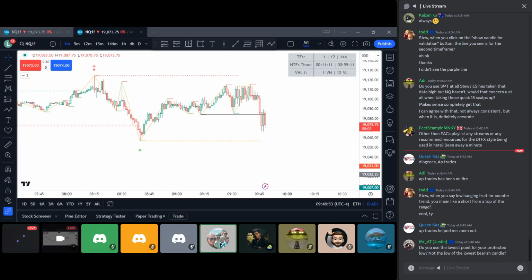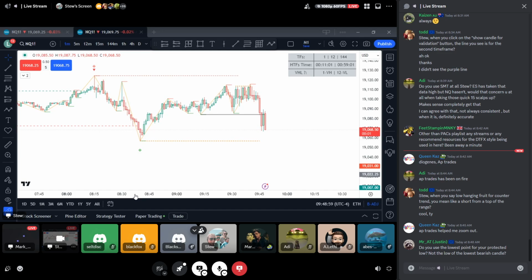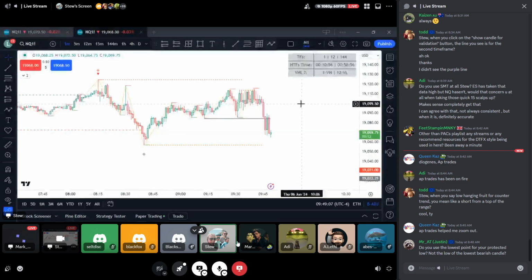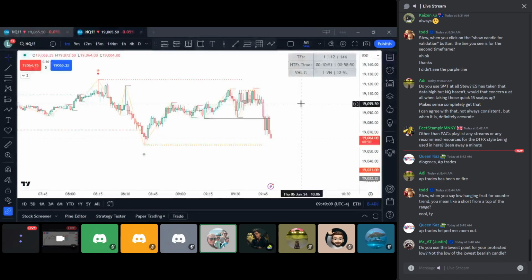So I use the valid low, Justin, as my protected low. Sometimes that's the lowest red candle. Sometimes it's a green candle, depending on if there's a gap.